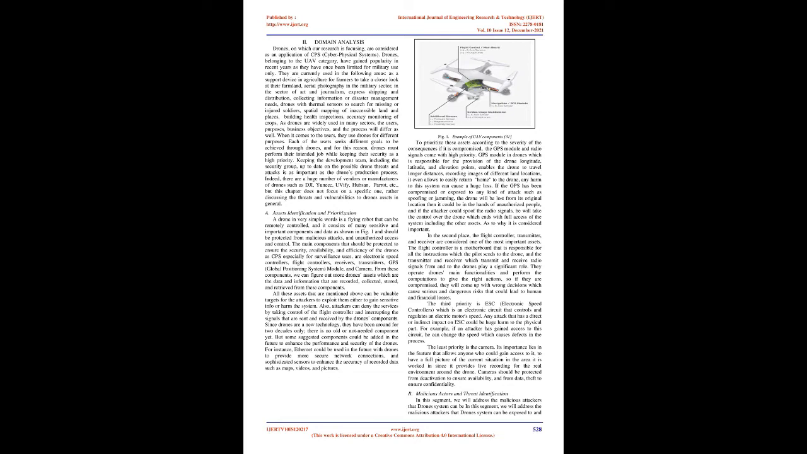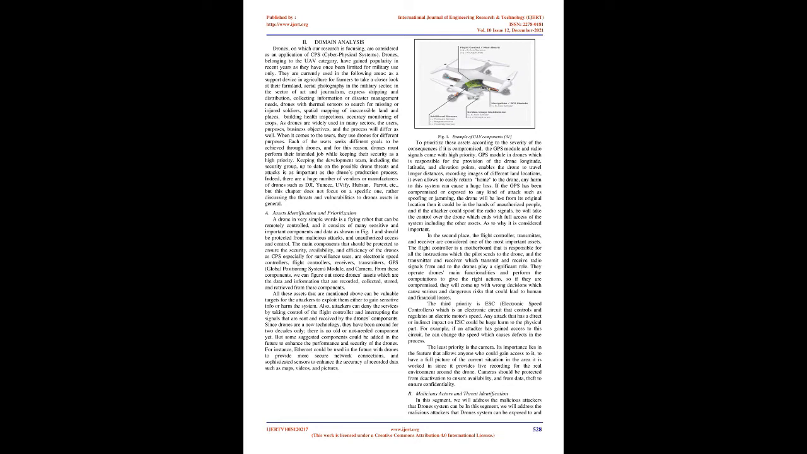To prioritize these assets according to the severity of the consequences if it is compromised, the GPS module and radio signals come with high priority. The GPS module in drones, which is responsible for the provision of the drone longitude, latitude, and elevation points, enables the drone to travel longer distances, recording images of different land locations. It even allows to easily return home to the drone. Any harm to the system can cause a huge loss.